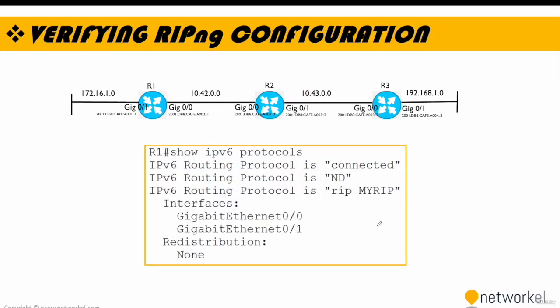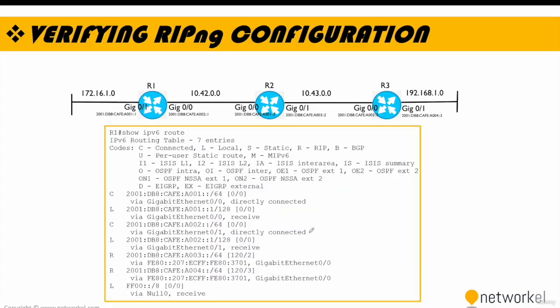How can you verify IP version 6 RIP? Again, you can type show IPv6 protocols this time. Pay attention to that. It will show you the RIP protocols and which interfaces are running RIP. As well, you can run the show IPv6 route command to see the IP version 6 routing table, and you can verify the networks which are learned by using the RIP protocol.